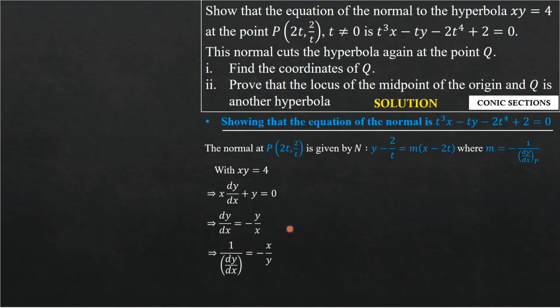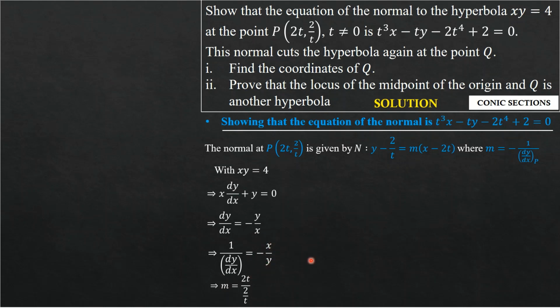Alright, so what's my m? My m is negative 1 over dy by dx at P. So let me look for 1 over dy by dx. I just need to invert this fraction here. So it becomes 1 over negative y over x, which is now negative x over y. But my m is equal to negative 1 over it, right? So I just multiply the left hand side by negative, it gives me m. Multiply the right hand side by negative, I just get x over y.